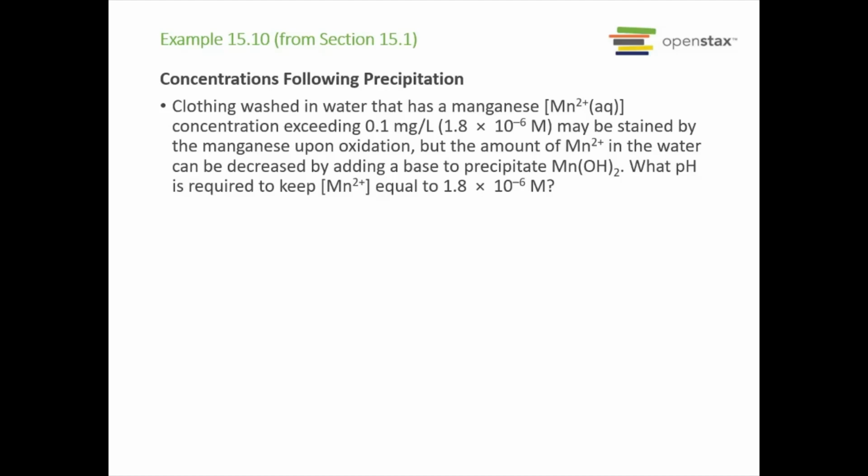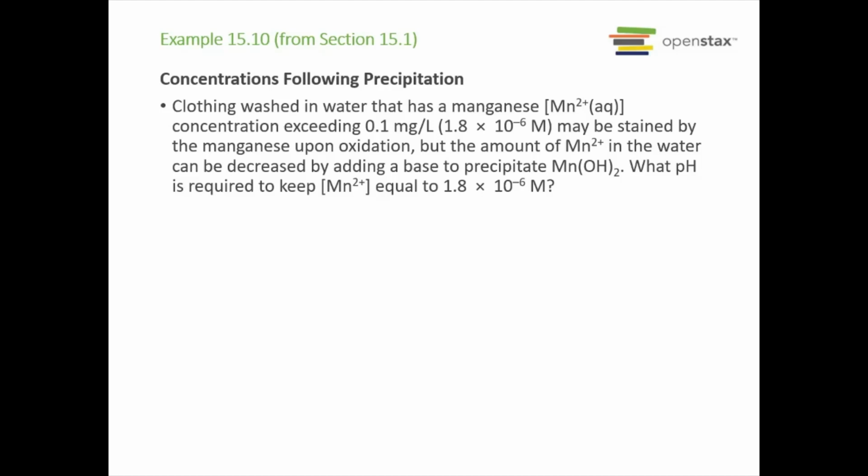So we're told that clothing washed in water that has a manganese concentration exceeding 0.1 milligram per liter may be stained by the manganese upon oxidation, but the amount of Mn2+ in the water can be decreased by adding a base to precipitate it as manganese hydroxide. And we want to know the pH required to keep the concentration equal to 1.8 times 10 to the negative 6th molar.